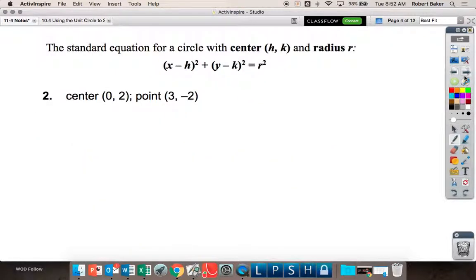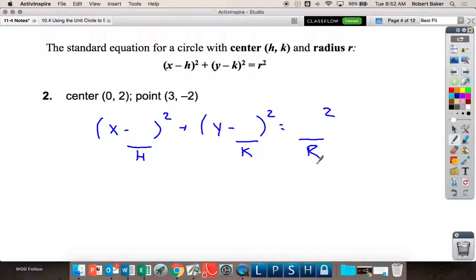All right, a little bit different now. I have the center, and it's not 0, 0, but I have a point that it goes through. So, what's my h value? Huh? 0, 2.